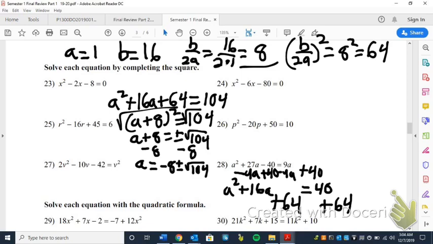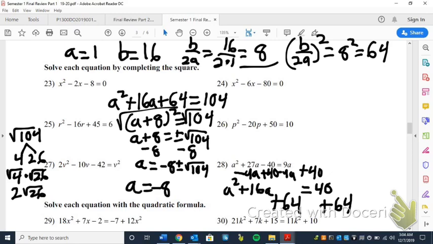104, again, is not a perfect square, but it does have a perfect square as a factor. That's 4. So 4 times 26, that means the square root of 4 times the square root of 26, or 2 radical 26. So we have a equals negative 8 plus or minus 2 radical 26, and that's our answer.